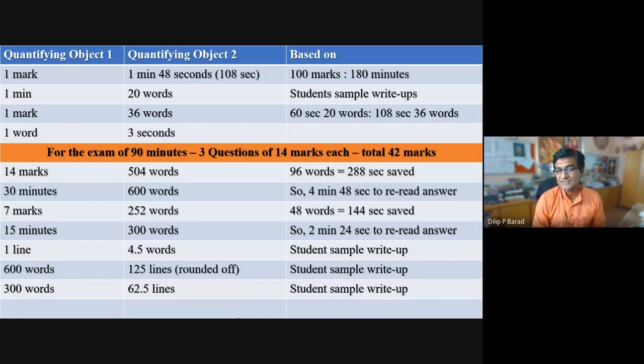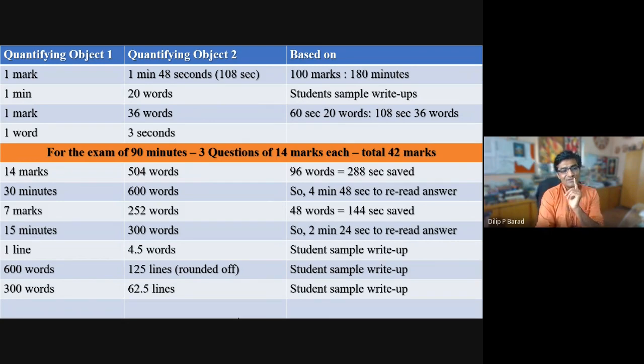If it is 7 marks, then 252 words. In 15 minutes, you are supposed to write 300 words, but 7 marks will stand for 252 words. So you are saving 144 seconds in that short note also. And you get 2 minutes and 24 seconds to reread your answer to rectify the short notes there.